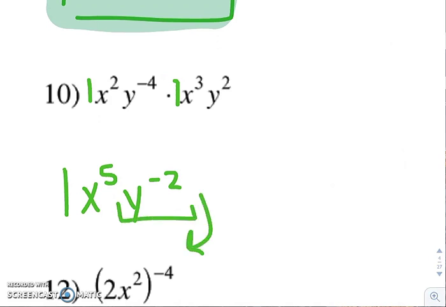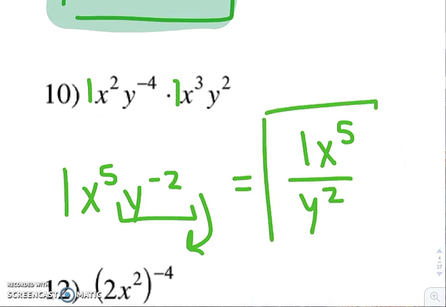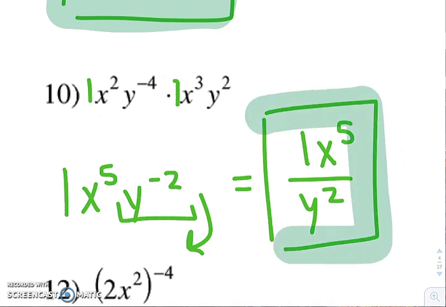So that needs to get moved to the bottom of a fraction. So we're going to keep 1x to the 5th, and y squared will get moved to the bottom. The reason you move it is to make it positive. So don't move it to the bottom of the fraction and then leave it as a negative 2. The whole reason you did that was to make it a positive power.